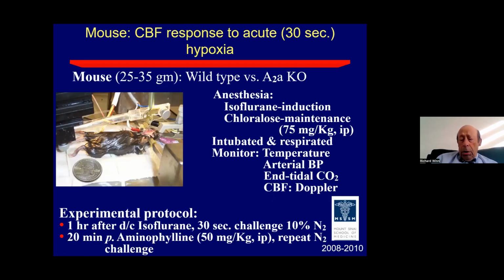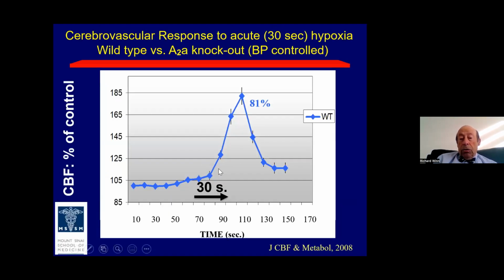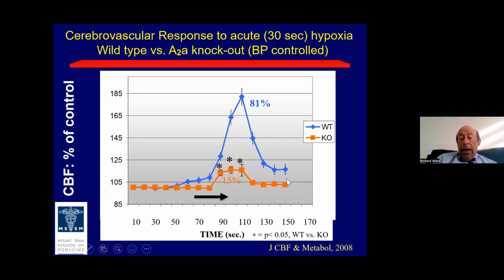Here's a more modern replication of that study. Here we're using wild type mice and A2A knockout mice, and we're measuring flow with a laser Doppler, the same paradigm. We make the rat transiently hypoxic for 30 seconds. Here's flow increase during that 30 seconds. It peaks and then rapidly comes down. And here's what happens in the A2A knockout. You can see a significant diminution, blue versus orange.